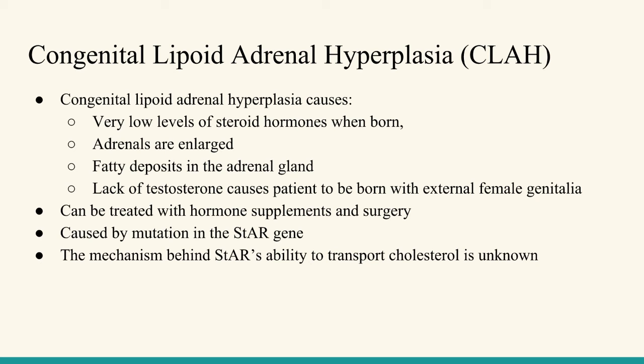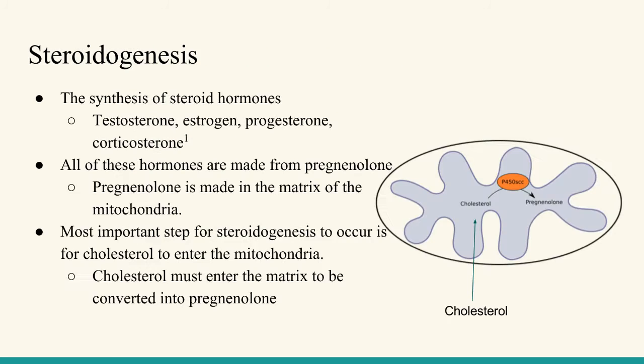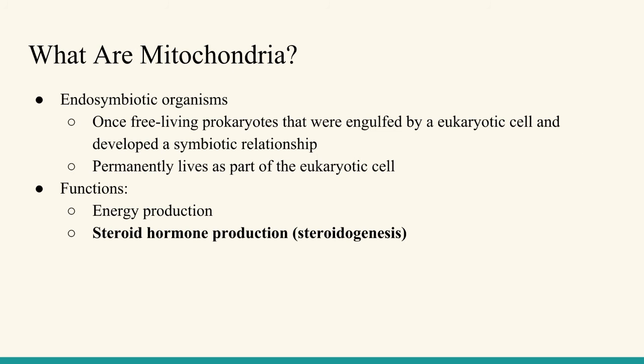Are the genes that express steroidogenesis expressed in all mitochondria throughout the body, or just specific ones? The mitochondria is known for energy production, but it also makes steroids. So every single mitochondria also does steroidogenesis. It's every single one.